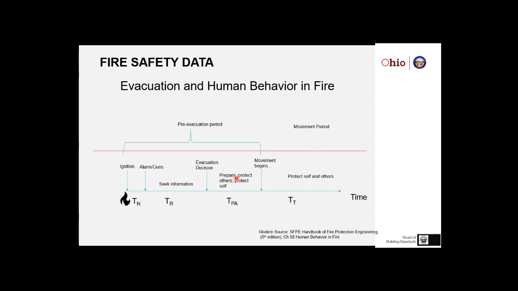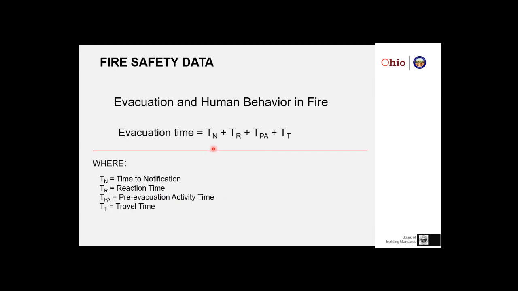All of this time, as you can imagine, is creating a delay period for us. And then eventually you're just going to move. This whole process right here is called the pre-evacuation period. Once you start moving, this is called the movement period. And this is when you are actually engaged in walking out, saving yourself, getting out of the building to safety. Now we put this into equation form, where we have the time to notification plus the reaction time plus the pre-activity action time plus the travel time is the total evacuation time.